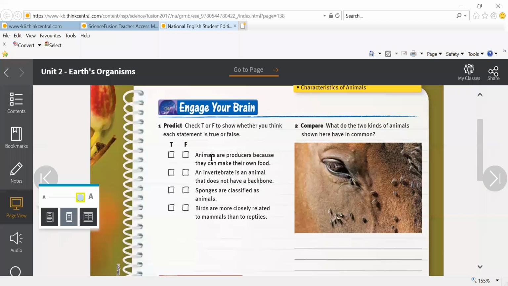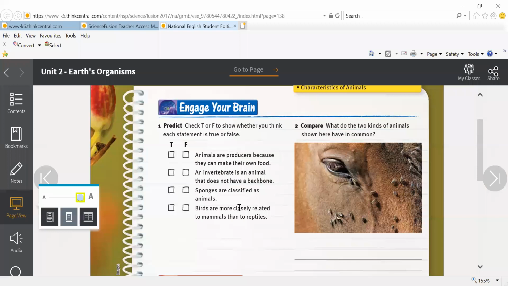Birds are more closely related to mammals than to reptiles. What do you think? Are birds more like mammals or more like reptiles? I think reptiles. Yes, so this is also false.